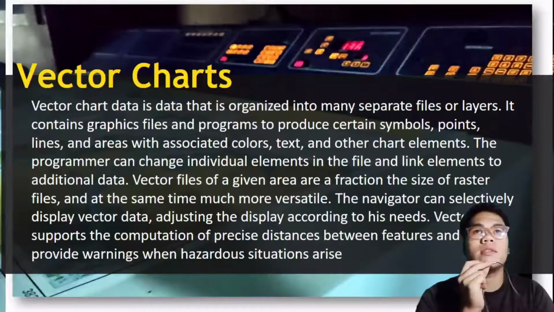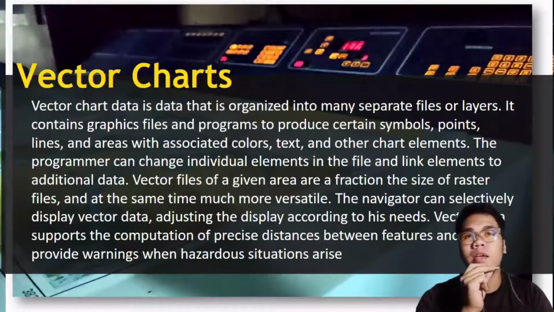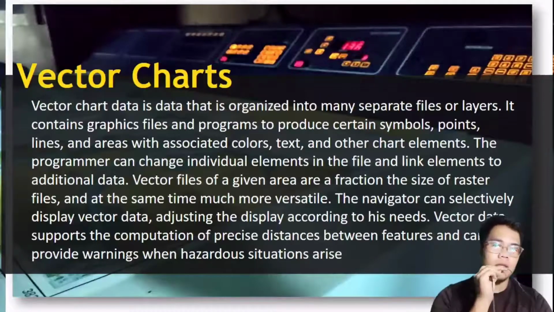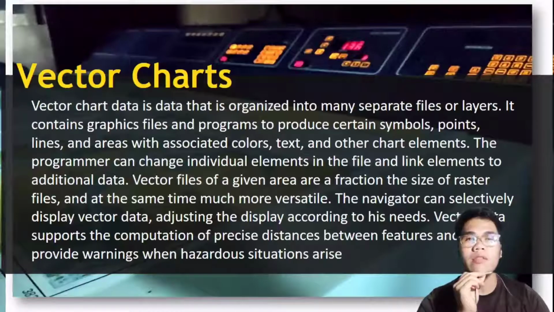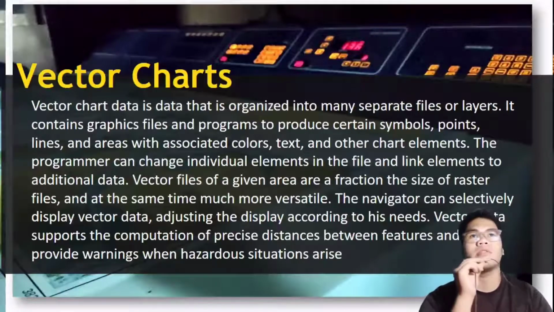Vector chart data is data that is organized into many separate files or layers. So this is the exact opposite of what a raster chart is. It contains graphic files and programs to produce certain symbols, points, lines, and areas with associated colors, text, and other chart elements. So from this statement alone, we can conclude that there are many uses of vector charts, but on the other hand, we can also say that it might be too complex, so you need to be knowledgeable about using vector charts.